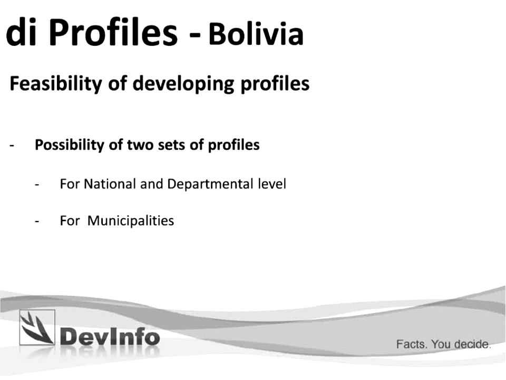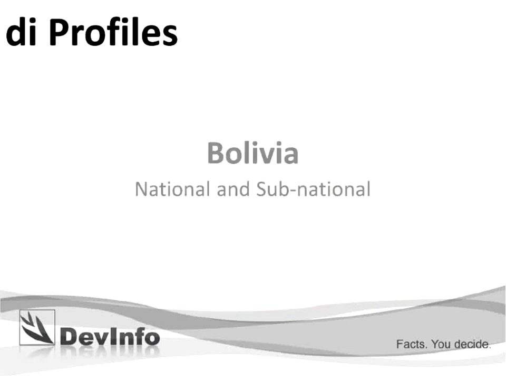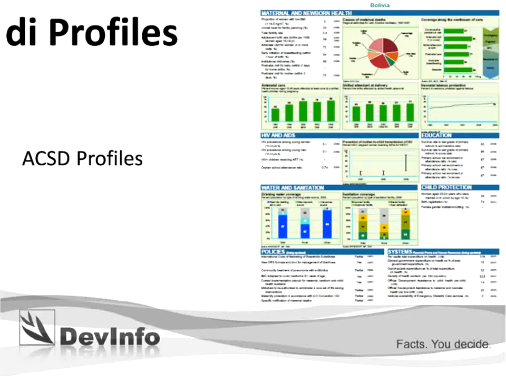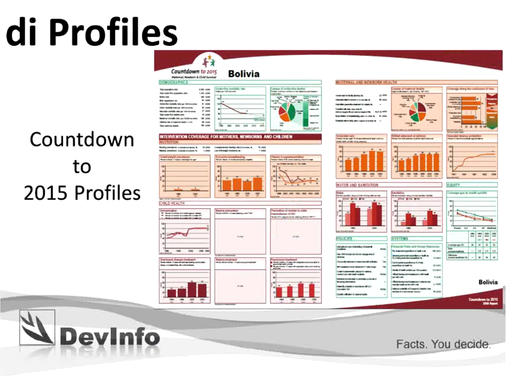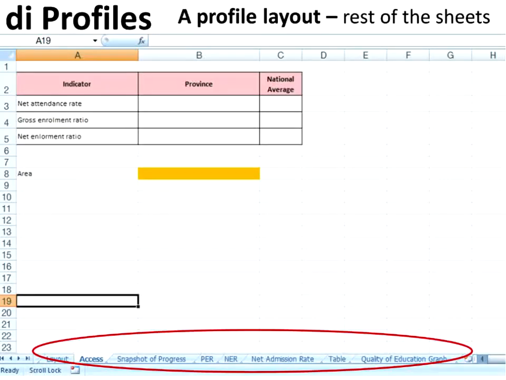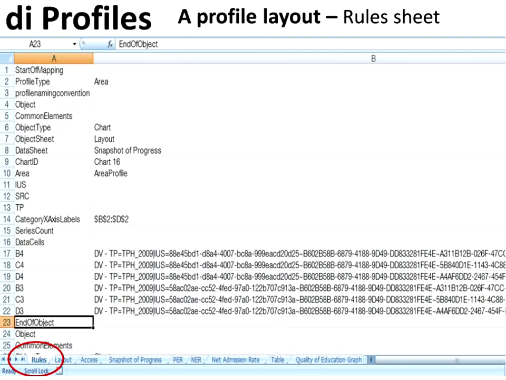As I mentioned, whenever we design a profile layout, we have a layout sheet in which we design all the graphics in the form of tables, graphs, and maps. It's basically a blank layout without data. And in the same Excel file, we create a rules sheet. In our DI profile feature, we have a mapping utility, a mapping option that we can use to map between the Excel objects and the database. So basically, the rules are an interface between the database and the profile layout.